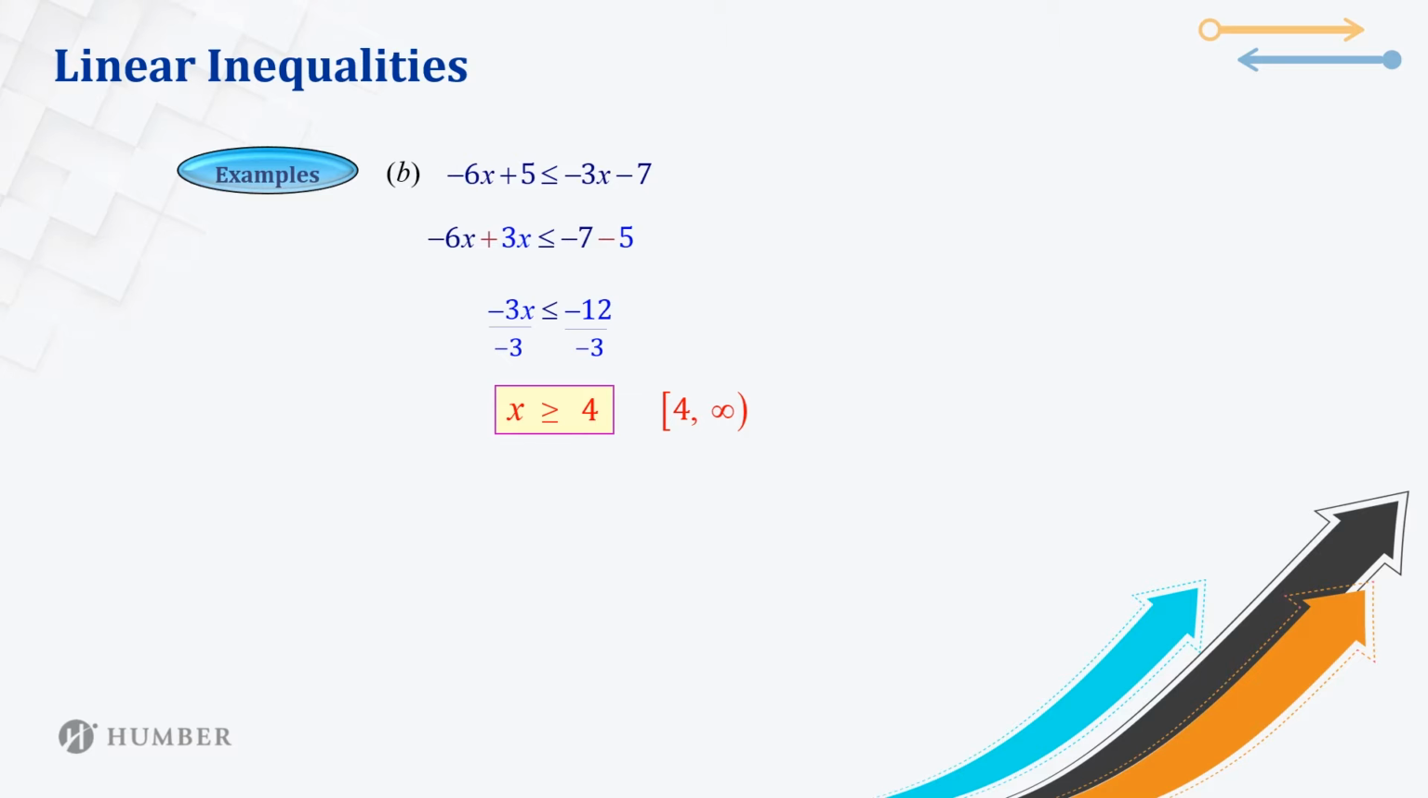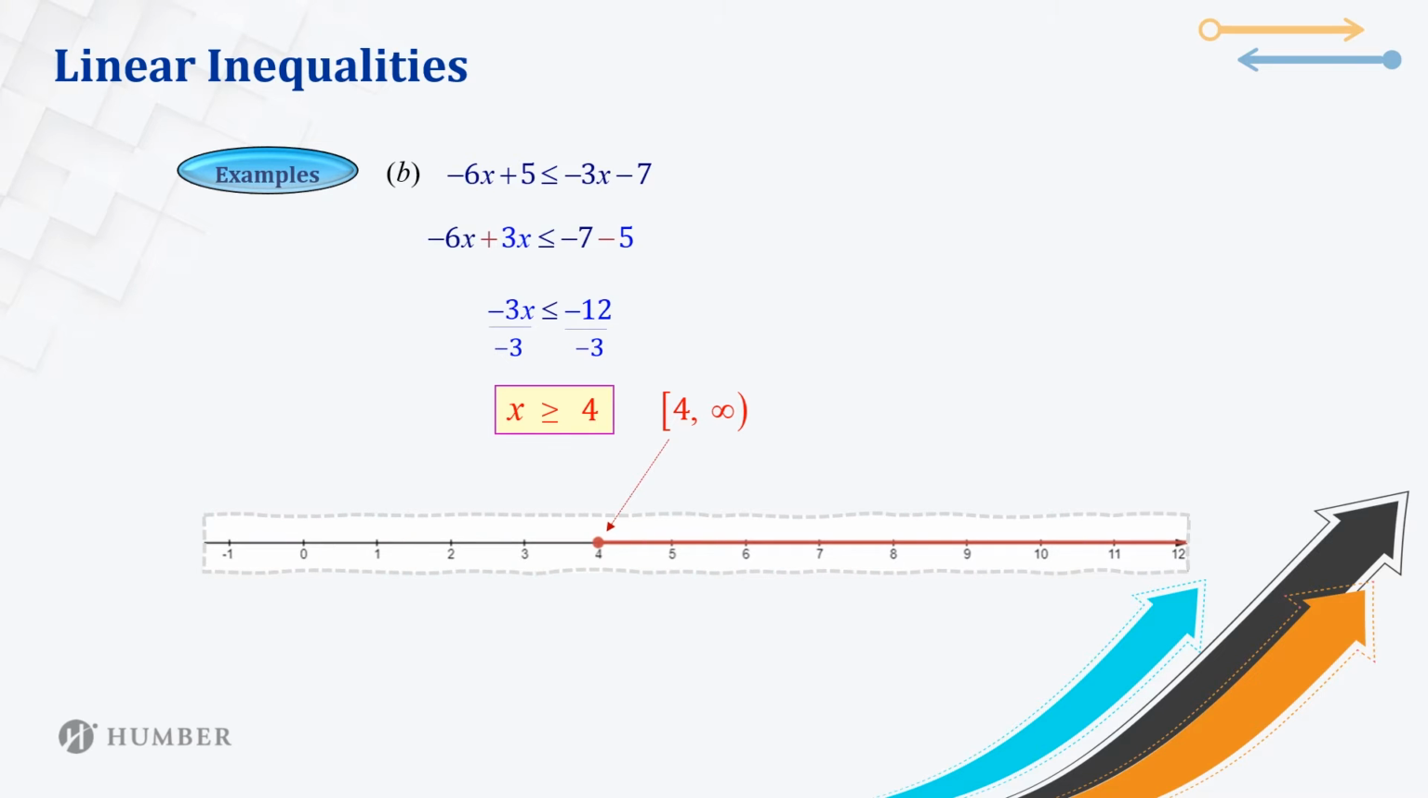Please note that the opening square bracket means that the left endpoint 4 is included on the interval. This is a graphical representation of the solution.